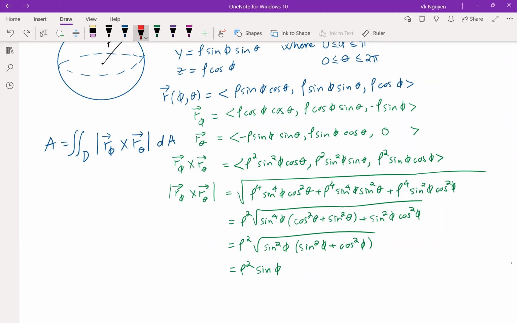I'm going to put a note here. Note: we will use this in the next section. The magnitude of r_phi cross r_theta is equal to rho square sine phi, in a future section.